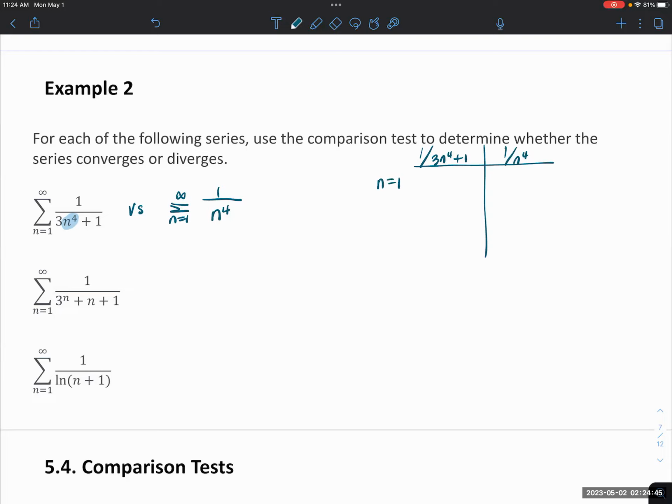So when n equals 1, I'm trying to define the relationship. It's going to be 1 over 4 versus 1 over 1. So obviously it's going to be larger, but you can double check. Just check a couple more. If the denominator is getting larger and larger, the entire fraction is getting smaller and smaller. That's a rule. So if n is 2, 16 times 3 is 48, plus 1 is 49. So 1 over 49 versus 1 over 16. So obviously the right side is larger when I check with a couple of partial terms.